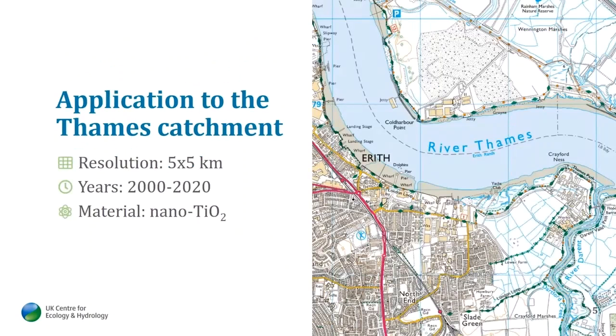So I'm just going to quickly show you a couple of results that show you the types of things that you can get out of one of the higher tier models, something like the NanoFASE model, over and above screening level or simpler models. And I'll do so using an application of the NanoFASE model to the Thames catchment. And here we're splitting the Thames catchment up into 5x5K grid cells, looking at years from 2000 to 2020. And this is for nano titanium dioxide.